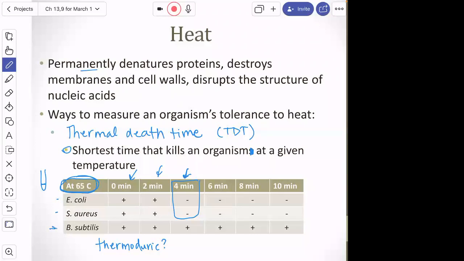But this third organism, Bacillus subtilis, is surviving even past 10 minutes. So the best we could say was the thermal death time was greater than 10 minutes for Bacillus. That's not surprising because remember what's special about Bacillus, it's a spore-forming organism. So the vegetative cells in the medium would be killed by the heat probably early on here. But if there were spores in there, they would still be viable and germinate even past that time.